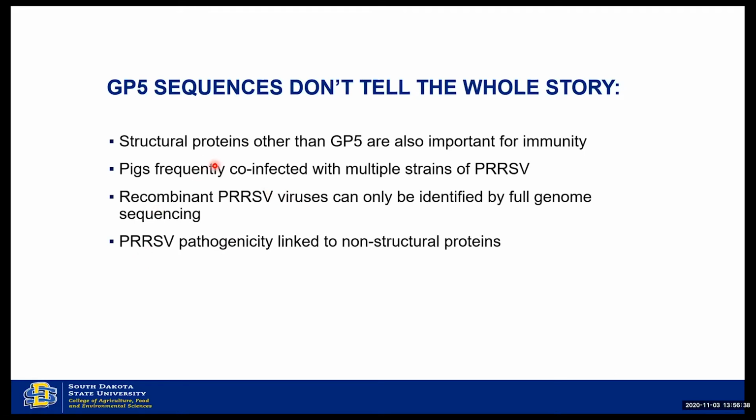This is important because if you have co-infections in one animal, these strains can recombine. I'm going to show another slide on that in just a second. But recombination is how the virus evolves, and if you're only looking at a tiny part of the genome, you're not going to realize the virus is recombinant. And then finally, the pathogenicity of PRRS is linked to non-structural proteins. When we think about a really nasty PRRS strain, a lot of those genetic changes that make PRRS nasty are in the non-structural protein region of the genome. So that's why we want to look at the virus as a whole.